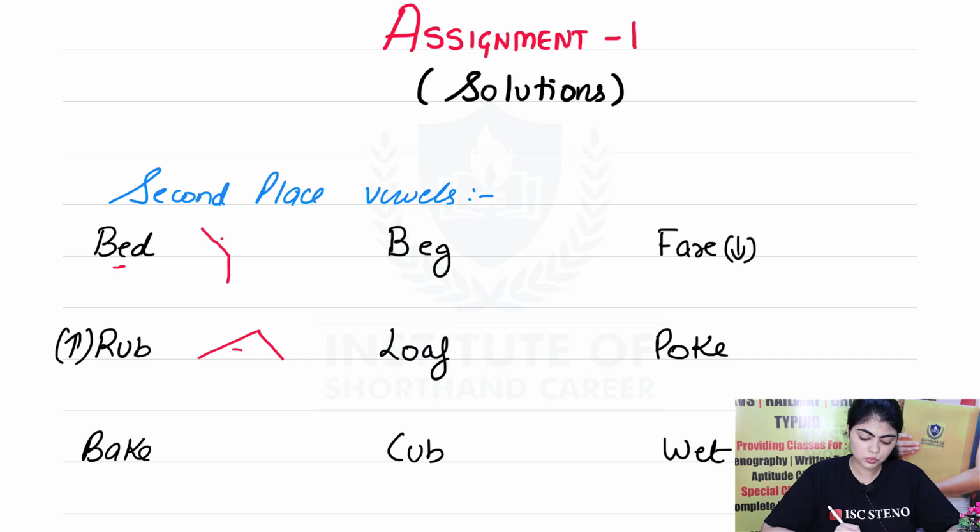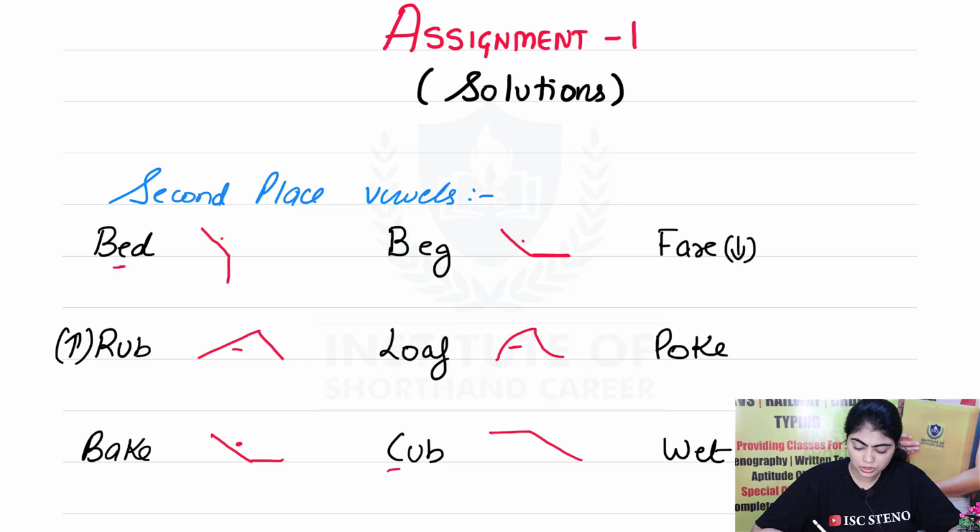After this, the next word that is coming is bake. So be for a heavy dot and k, bake. Next is beg. So dark B and G and a light dot for E, beg. Next is loaf, L, O and F. For the O you have to make a heavy dash, Lo, O and F, loaf. After that is cub, K, and B. So K and B. After K, U is coming, so place a light dash over here, cub.